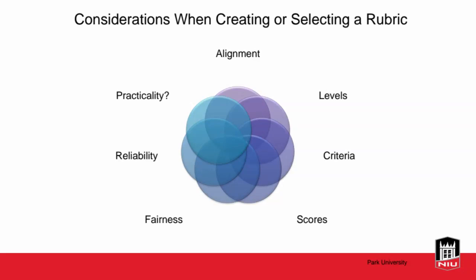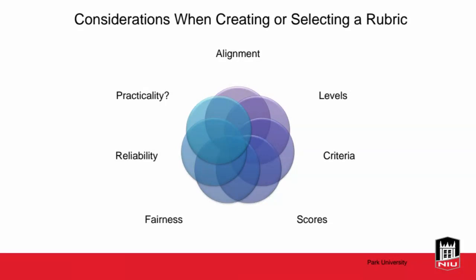But some questions: does the rubric align with our outcomes or objectives for that particular assessment, as well as for the course overall? Does it include performance levels? Do the criteria reflect current notions of excellence in our field? Are scores well defined and consistent? Is the rubric as fair and bias-free as we can make it? Does the rubric allow for inter-rater reliability?